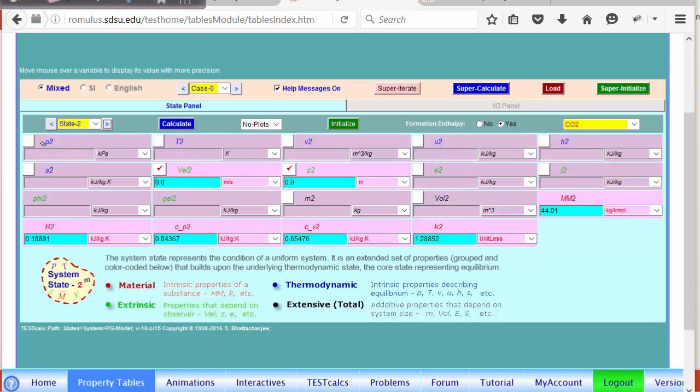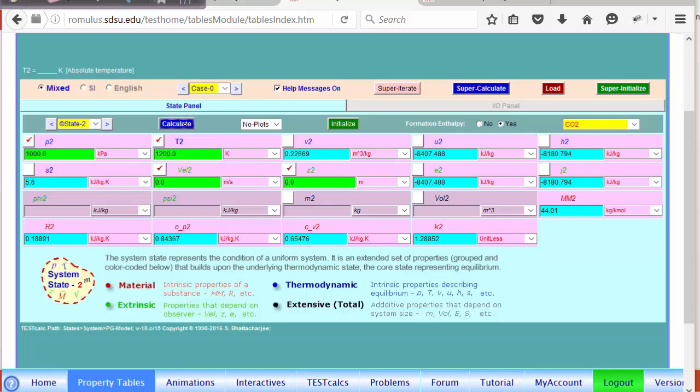For state 2 again, we click the checkbox, enter the pressure. The unit is already kilopascals and 1200 Kelvin. Notice that we could select any unit from here, a lot of available units. So you can mix and match the units in a given problem. Click calculate. So state 1 and 2 are selected.